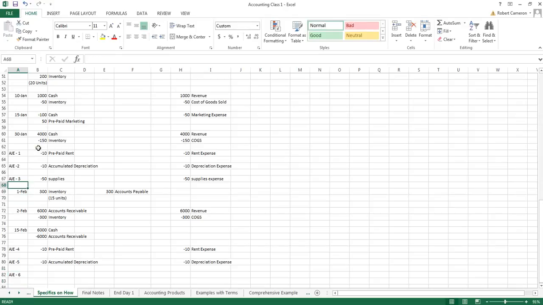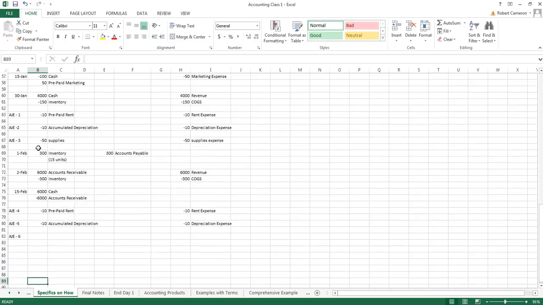And then supplies. Let's say that we looked this time, we had $100. Then we used 50, so we only had 50 left. We didn't buy any, and then we took a supply count again, and let's say we only had $10 of supplies worth. So we only had $10 left over, and then we had 50. So that means we used $40 of supplies.